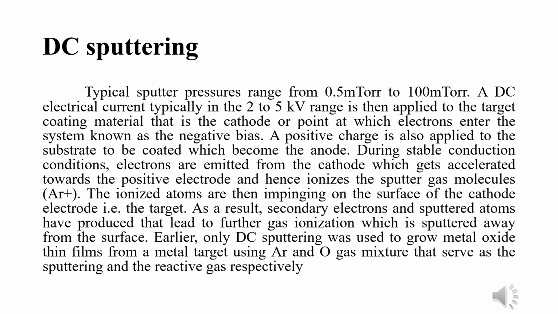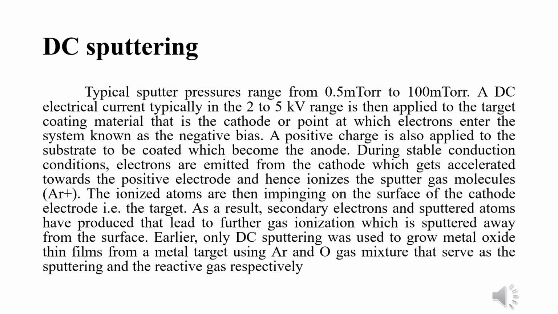DC electrical current, typically in the 2 to 5 kilovolt range, is then applied to the target coating material, that is the cathode, or point at which the electrons enter the system, known as the negative bias. A positive charge is also applied to the substrate to be coated, which becomes the anode. During stable conduction conditions, electrons are emitted from the cathode and accelerated toward the positive electrode, and hence the sputter gas molecules, argon, become positive ions.